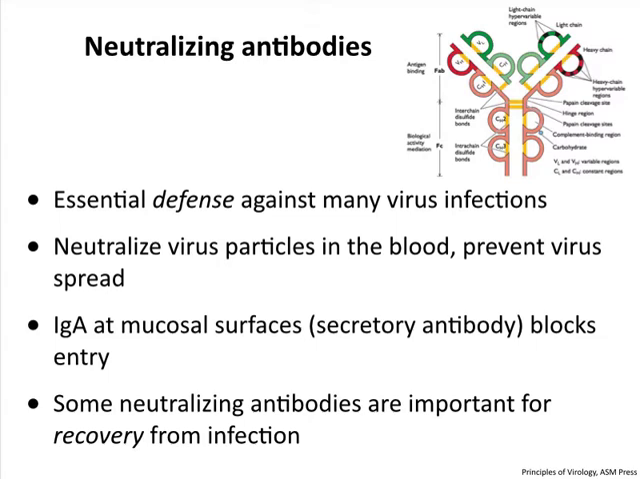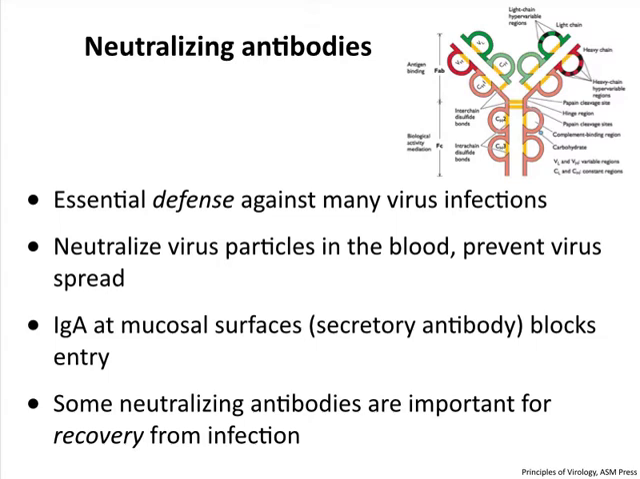So again, they can be in the blood, and if a virus has a viremic stage, they will bind to that virus. There's also a form of antibody called IgA, which is secreted and is present at your mucosal surfaces, your respiratory tract, urogenital, GI tract, etc. So these can block entry of the virus at an early stage.